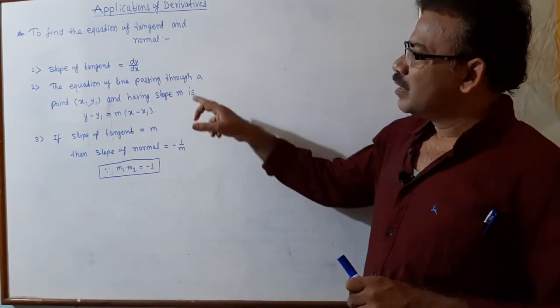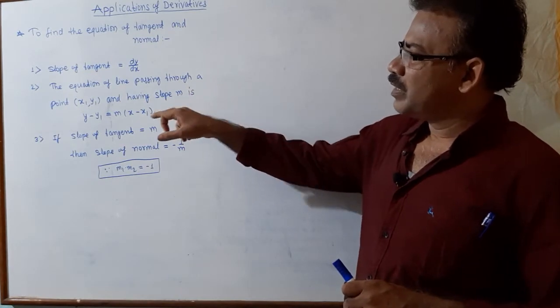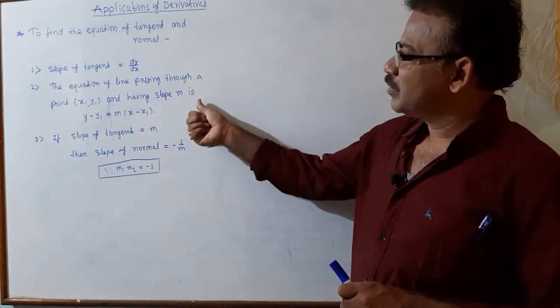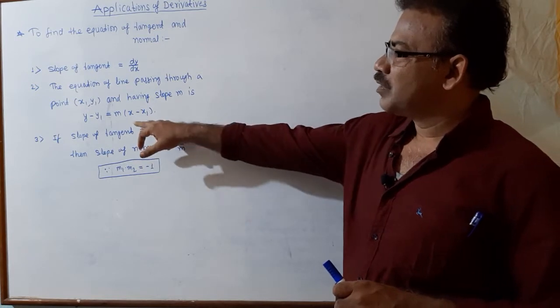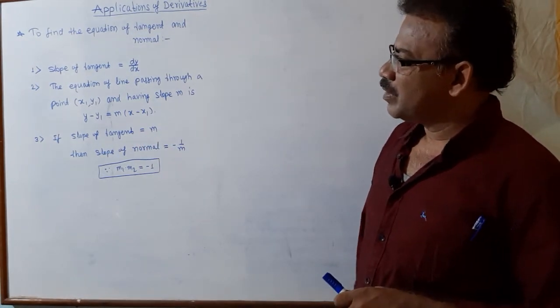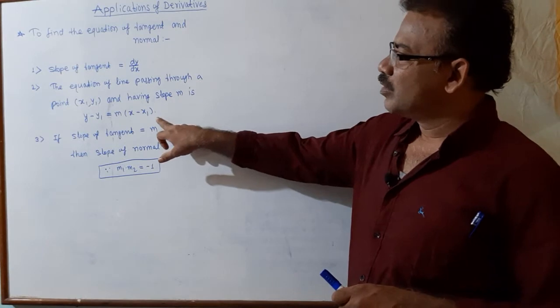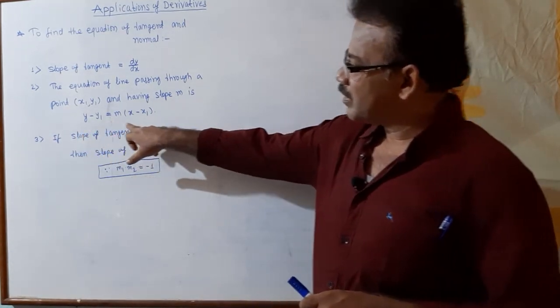Second point is the equation of a line passing through a point (x1, y1) and having slope m, which is given by this formula: y minus y1 equals m into (x minus x1). So by using this equation we can find the equation of tangent and normal.